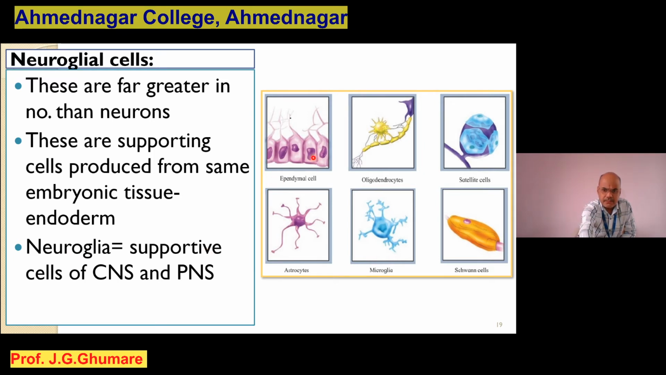Six are there. First one is called ependyma cell. Second one is called oligodendrocytes. Third one astrocytes and microglia. These four are present in the central nervous system, brain, and the remaining two are present in the spinal cord. Sorry, peripheral nervous system. These are called satellite cell and Schwann cell. Schwann cell we already discussed. They are present forming the medullary sheath around the nerve fiber. The details given in the book you can refer.